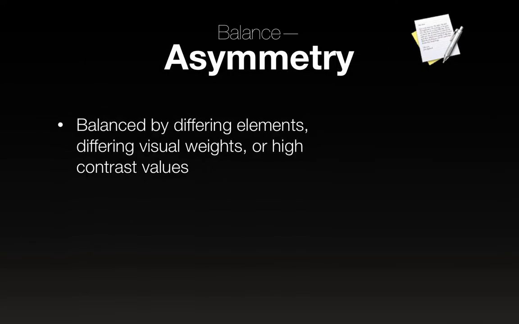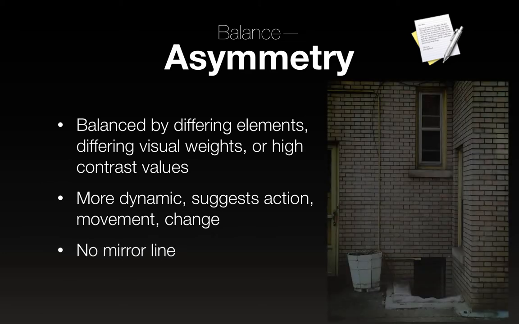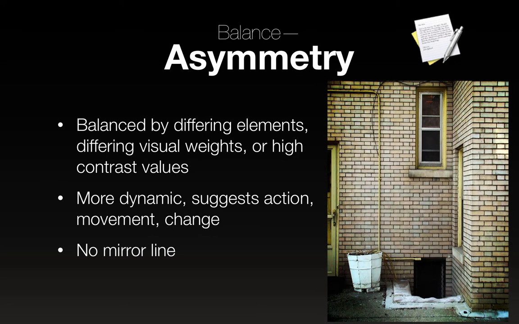Asymmetry, balanced by different visual elements, differing visual weights or high contrast values. Asymmetry is more dynamic, suggests action, movement, or change, and it has no mirror line. So basically nowhere can you draw a mirror line through this image and get a duplicate on either side of that mirror line.